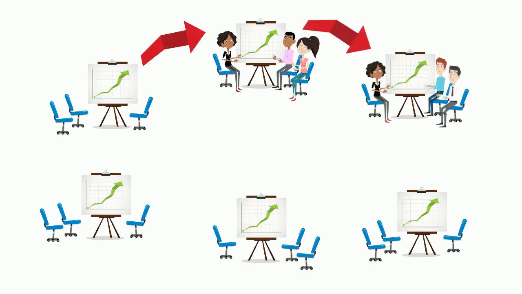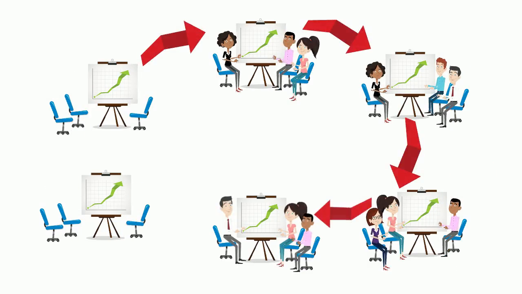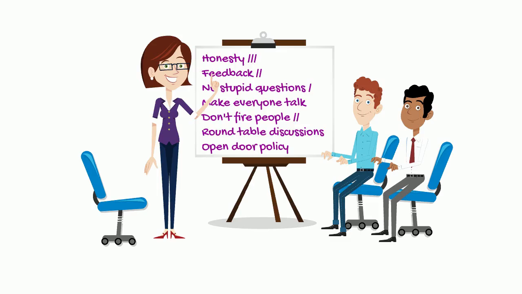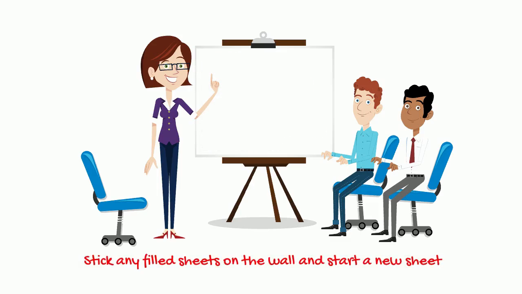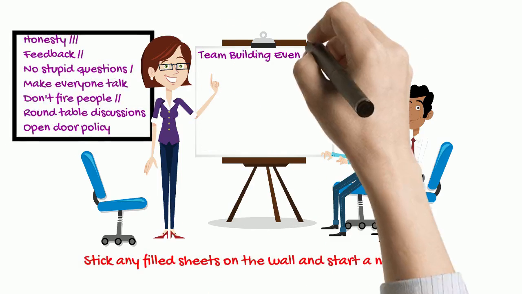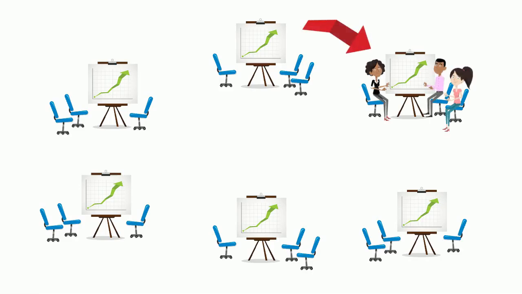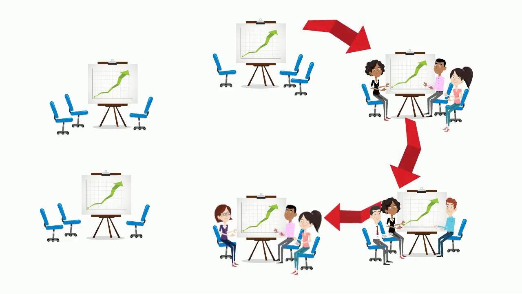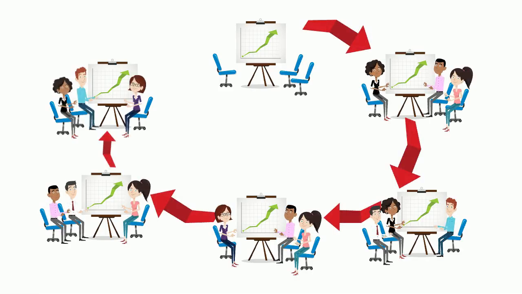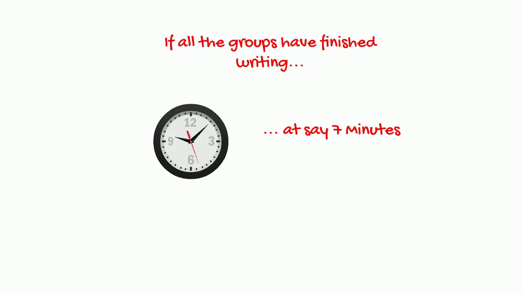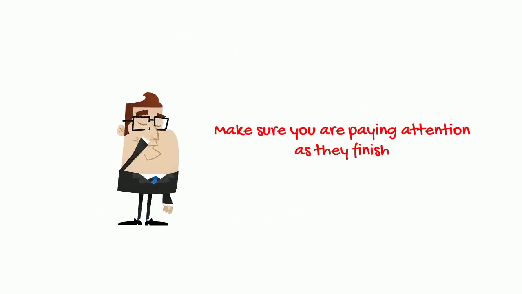Keep the subgroups moving around until they end up at the easel where they started. They will probably need to use several sheets of paper, so tell them to stick any filled sheets on the wall and start a new sheet. As the design progresses, you can normally shorten the time spent at each easel because there is less to write down. If all the groups have finished writing at, say, 7 minutes, you can tell them to move on, so make sure you are paying attention as they finish.